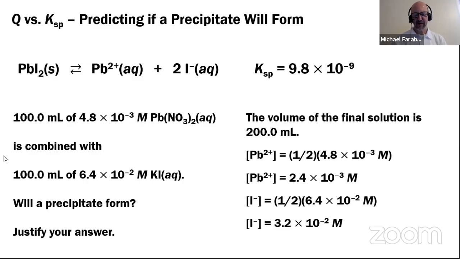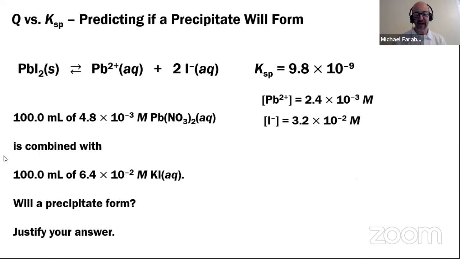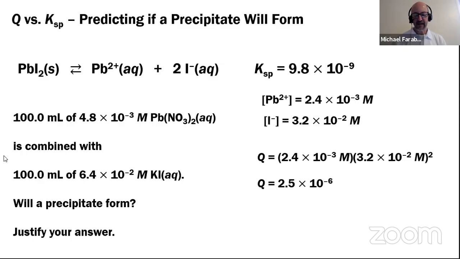So we've done that math. Let's plug in these numbers for the concentration of lead and the concentration of iodide into the Ksp expression. That's lead times the iodide squared. And it looks like 2.5 times 10 to the negative 6 is our numerical answer, which is greater than the Ksp. So yes, a precipitate does form.